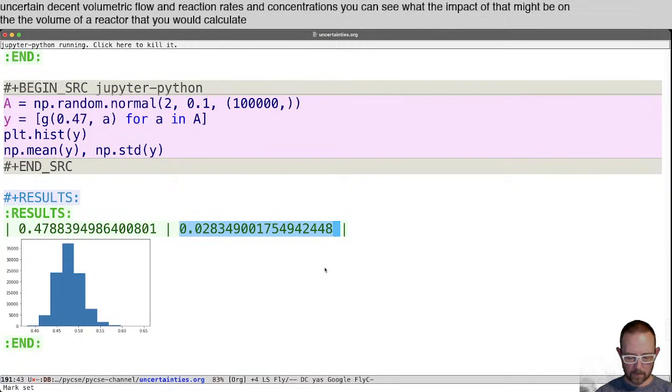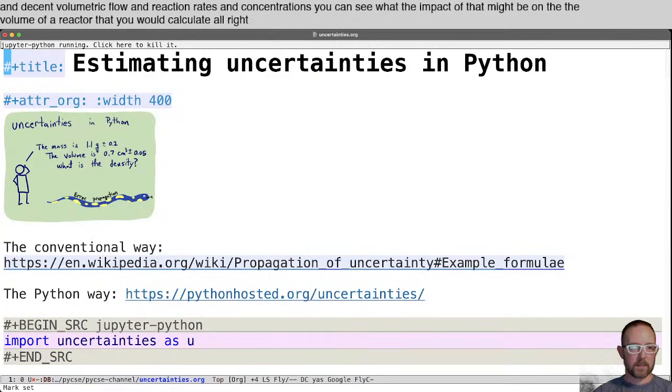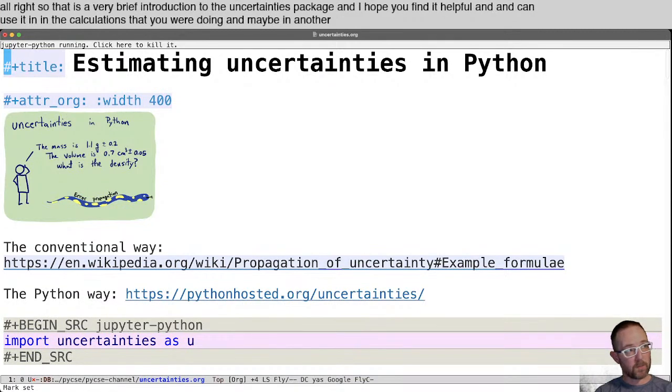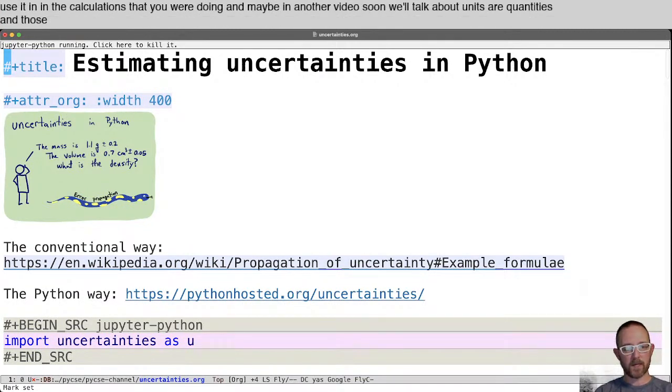All right, so that is a very brief introduction to the uncertainties package, and I hope you find it helpful and can use it in the calculations that you're doing. And maybe in another video soon we'll talk about units or quantities, and those can be combined with uncertainties so that you can do unit algebra and have uncertainty at the same time.